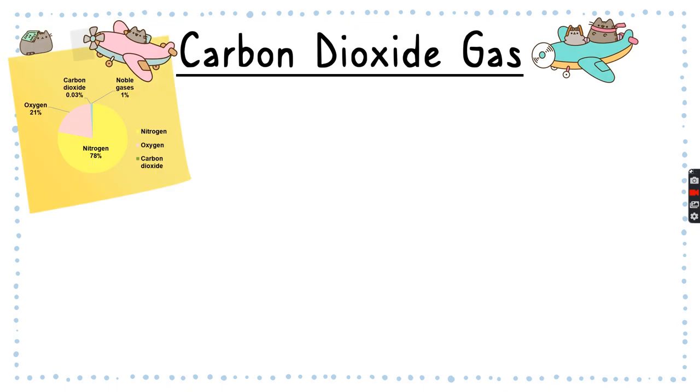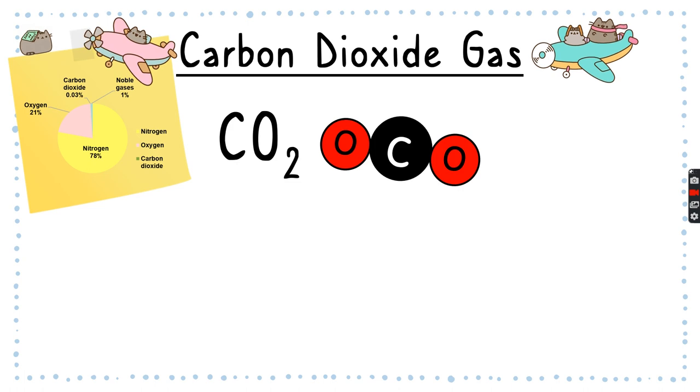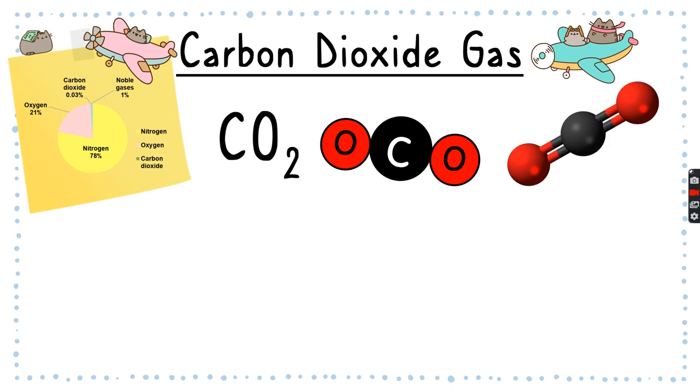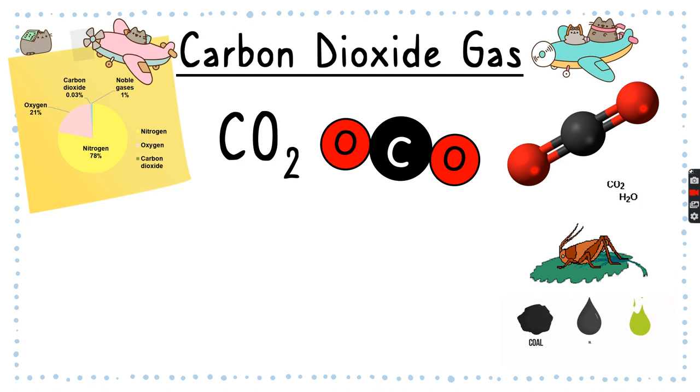Carbon dioxide gas, we have 0.03% of it in the air. So it's drawn or written down as CO2. It means that it's made out of two molecules of oxygen combined or bonded to one molecule of carbon. And this carbon dioxide gas is really important, especially for plants, but it is also the type of gas that affects our environment.